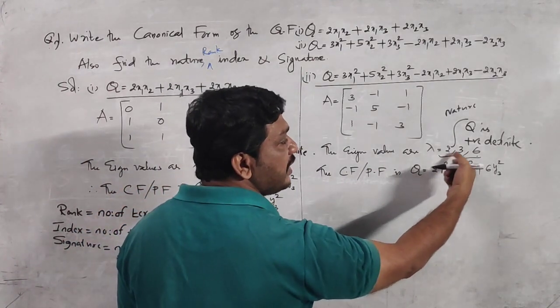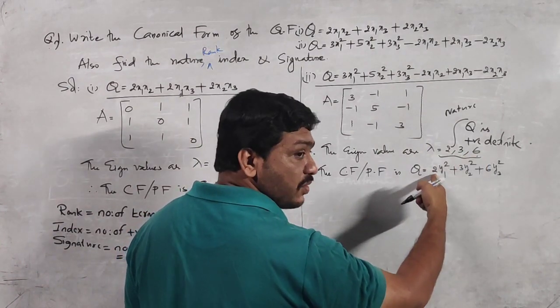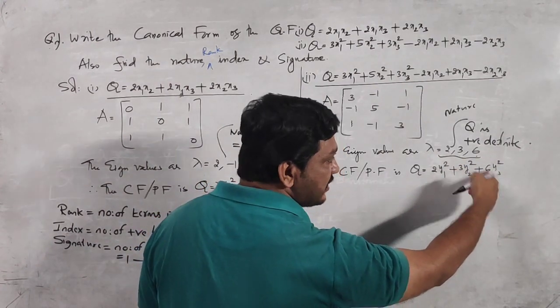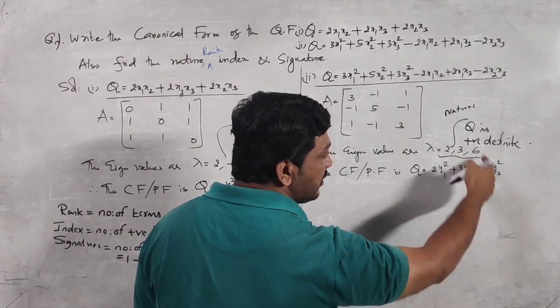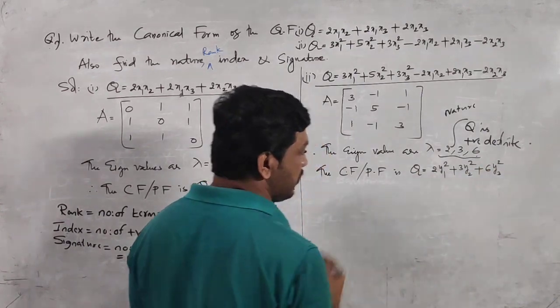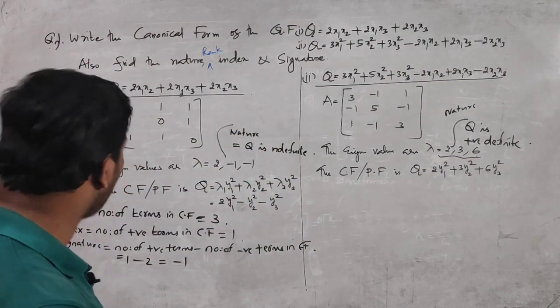Okay, so the canonical form or principal axis form is what? Since we have three lambda values, Q is λ1y1² + λ2y2² + λ3y3². Here λ1 is 2, λ2 is 3 and λ3 is 6. So it is 2y1² + 3y2² + 6y3². This is the canonical form or principal axis form of this corresponding quadratic form.